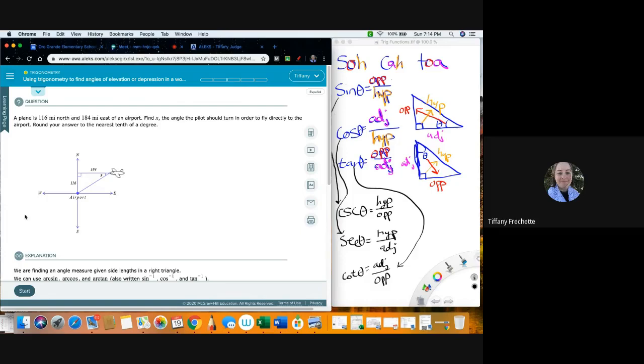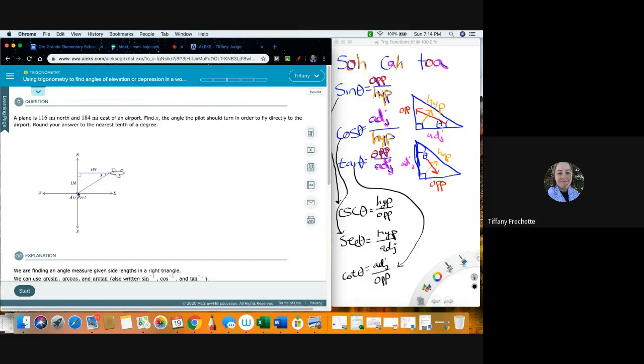So they give us this diagram, and I'm not sure if they're going to give us the diagram on the other screen, so we may need to draw it. But they're showing us north, south, west, east, and they told us they're 116 miles north, 184 miles east. So this is basically a coordinate system. And they want to know what's the angle that they need to turn instead of going straight west. How far do they need to turn in order to get to the airport, directly from where they are?